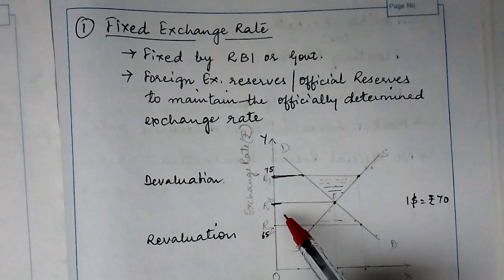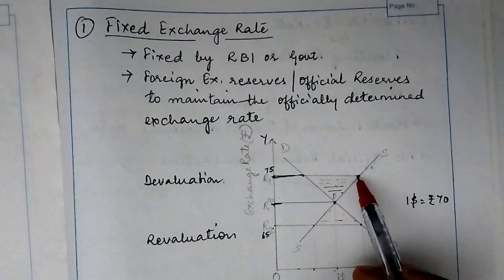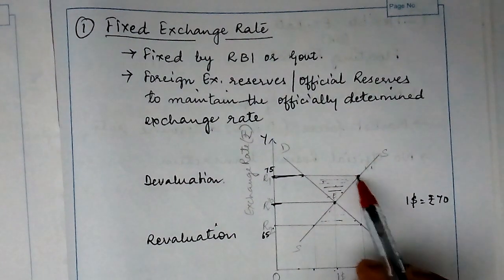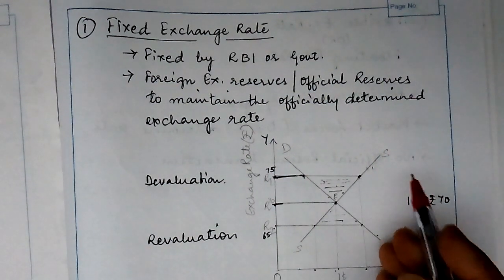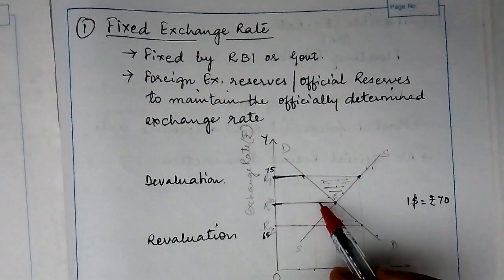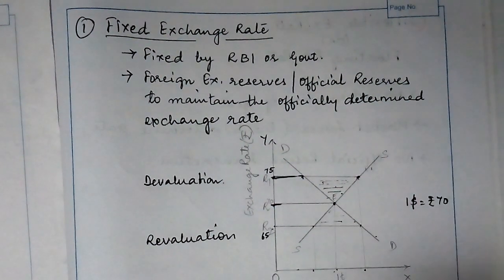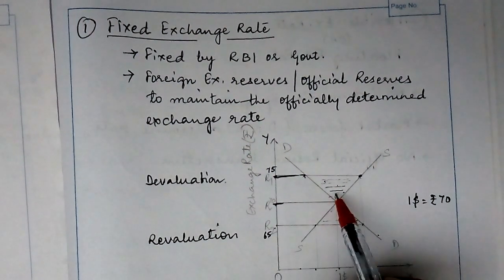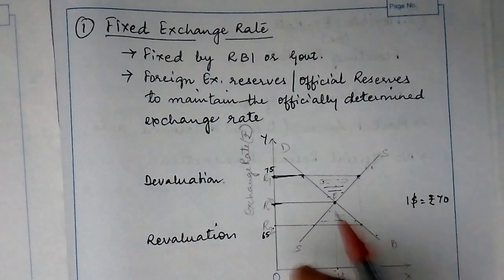At this exchange rate, the supply of dollars exceeds the demand for dollars. That is why this is excess supply. Supply is more than demand. Now what does the government do? The RBI intervenes to purchase the dollars for rupees in the foreign exchange market in order to absorb this excess supply which has been created. Thus, through intervention, the government can maintain any exchange rate in the economy.